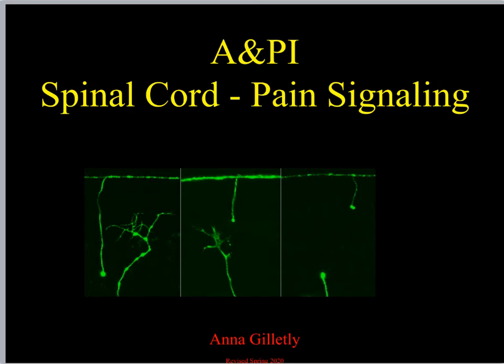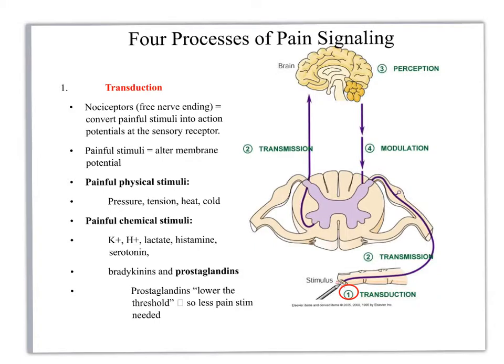Hello, this is Anna Galetli, and we're going to do a quick overview of pain signaling looking at the spinal cord. We don't really go into this much in the lecture course. It's not really covered in your book very much, but it is something that we're going to hit on in Pathophysiology 1, and it's nice to have at least seen it once before you get it in Patho 1. Okay, so that's why I'm going over this.